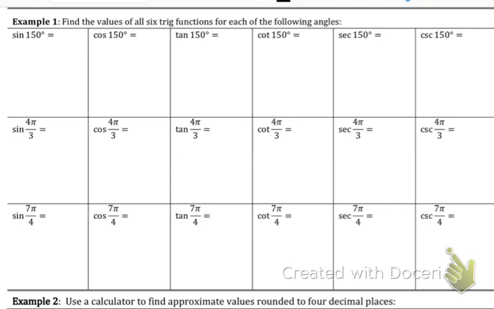Because if I know this is in the third quadrant, all students take calculus. That means tangent and cotangent are positive. So if I was on a test, I would just go, okay, that's positive.